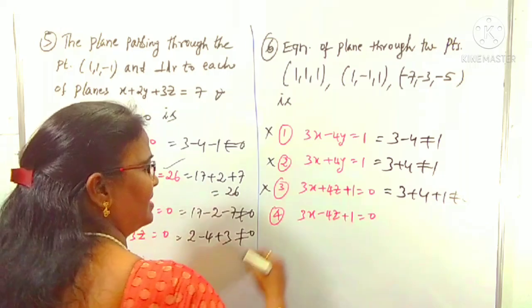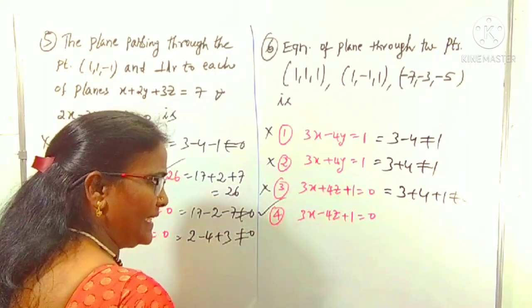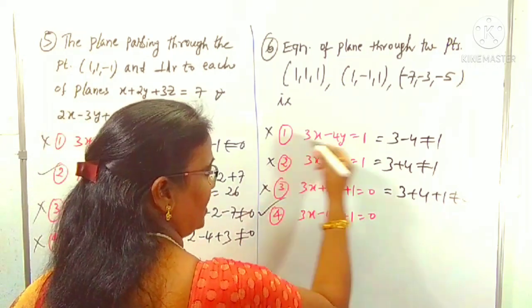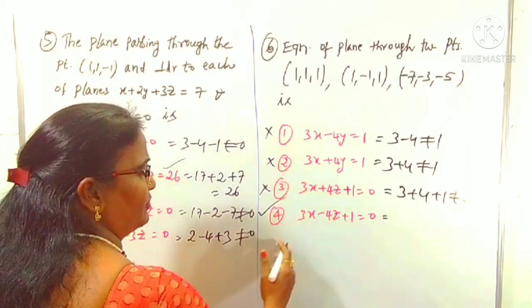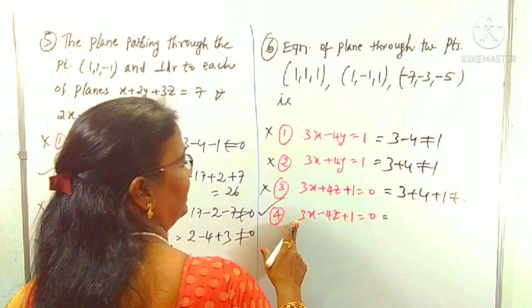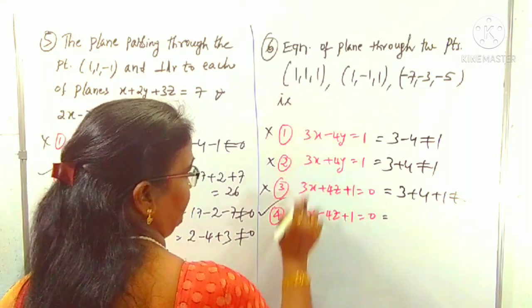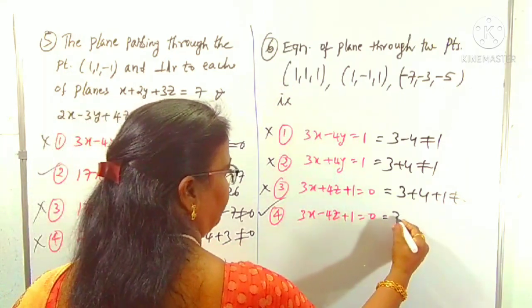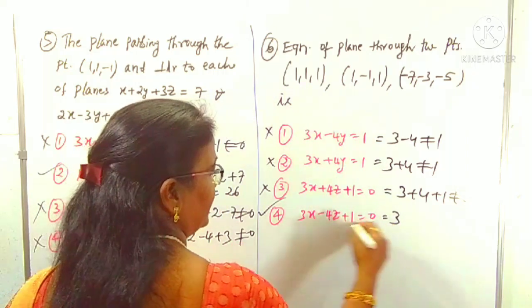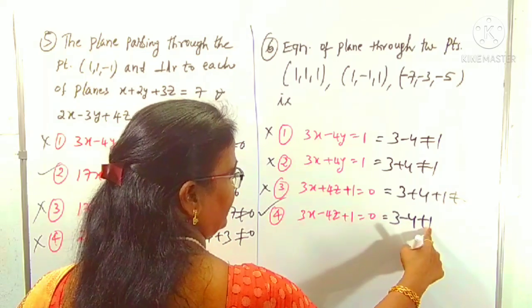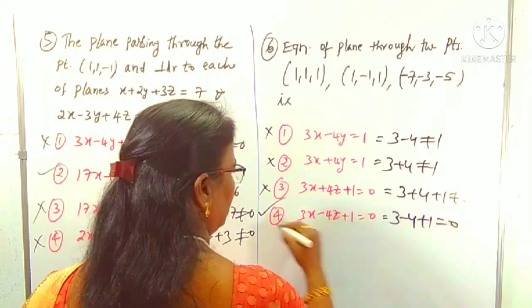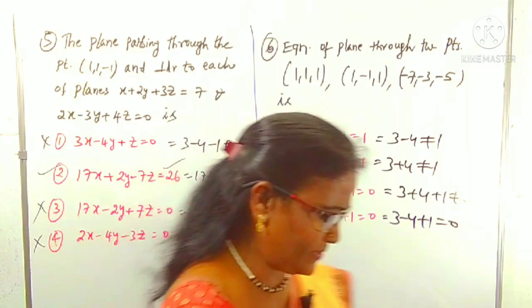What is the rest of the options? 100%, the fourth option is the only correct one because these 3 are eliminated. Now just we can check. No need, but just for your understanding, I am verifying the point in the fourth option also. 3 into 1 is 3. 4 into minus 4 is minus 4, with a plus 1. 3 plus 1 is 4. 4 minus 4 is 0. It is true 100% by verification also.